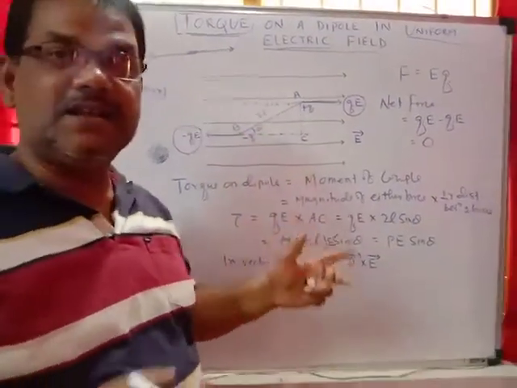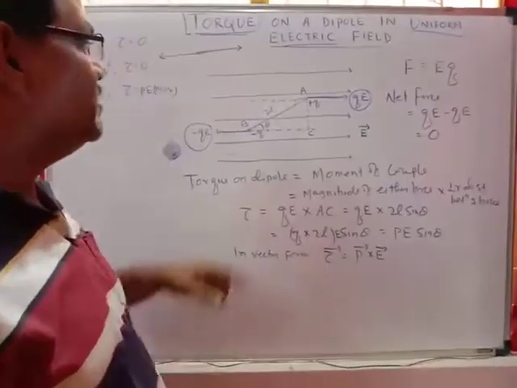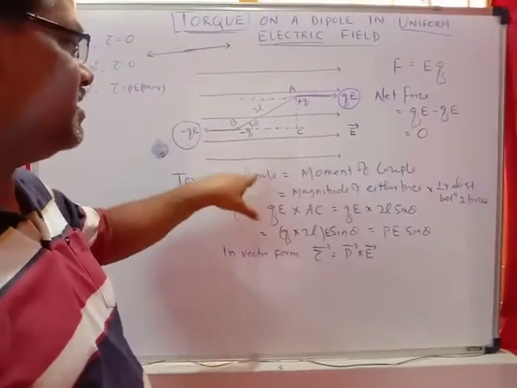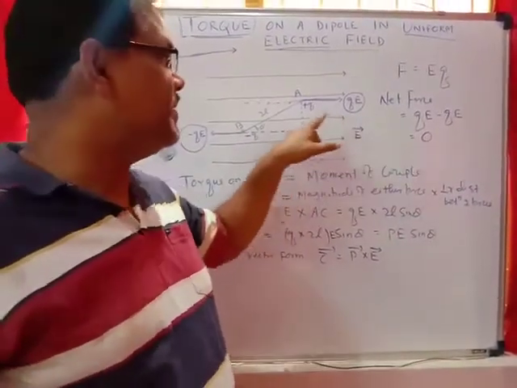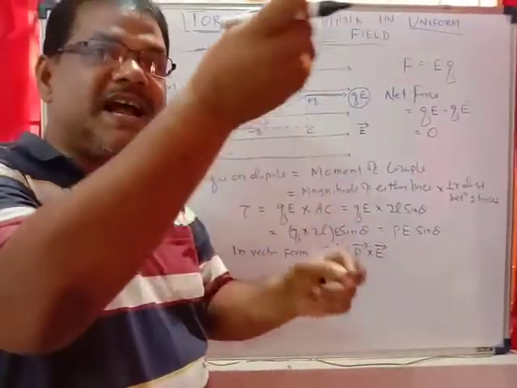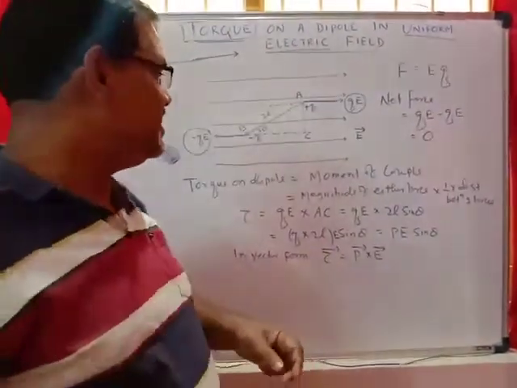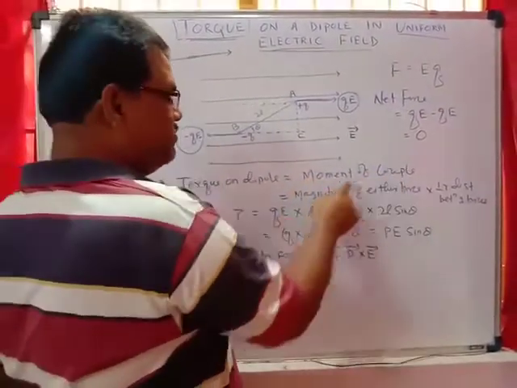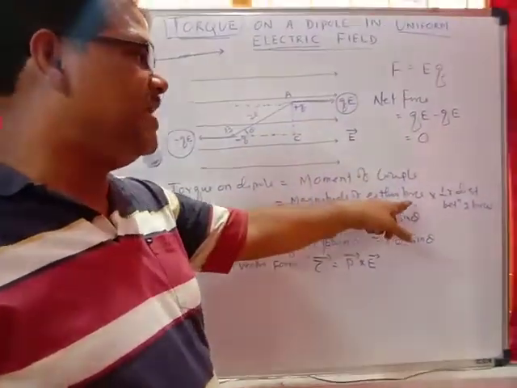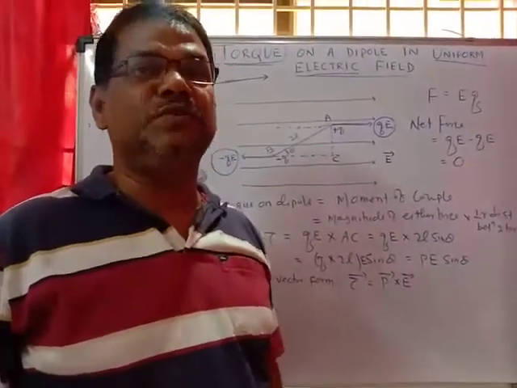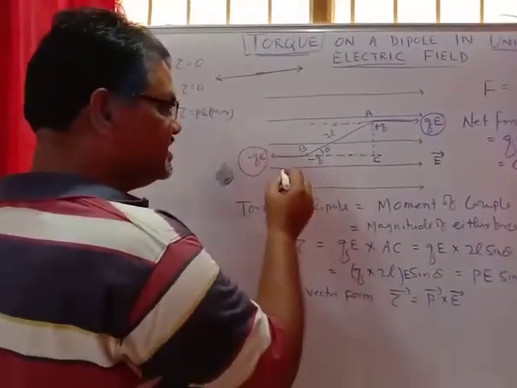That you can call the couple. So what will be the torque acting on the dipole? The torque acting on the dipole will be equal to the moment of the couple. The couple will be produced and the dipole will start moving in the uniform electric field. So what is the moment of couple? The moment of couple equals the magnitude of either force multiplied by the perpendicular distance between the two forces.